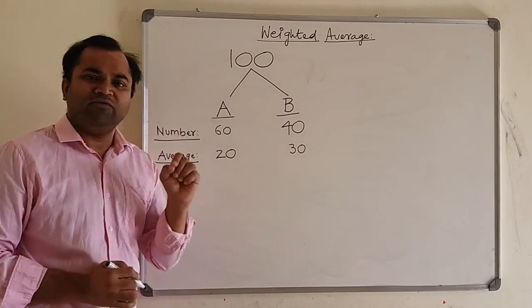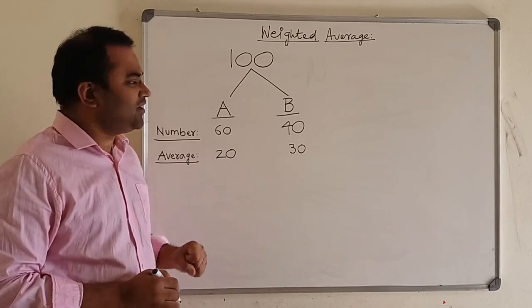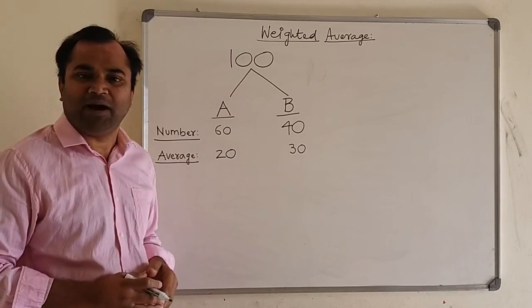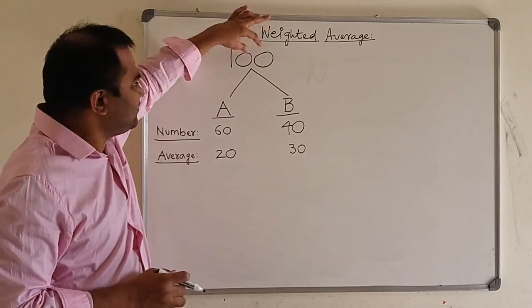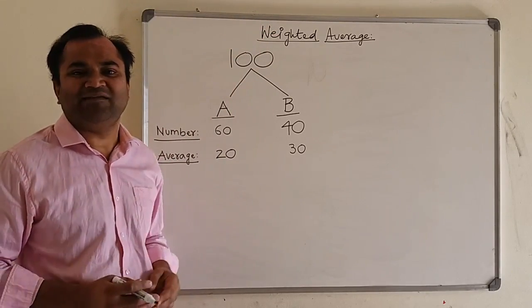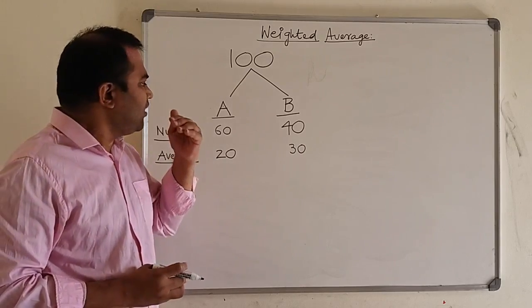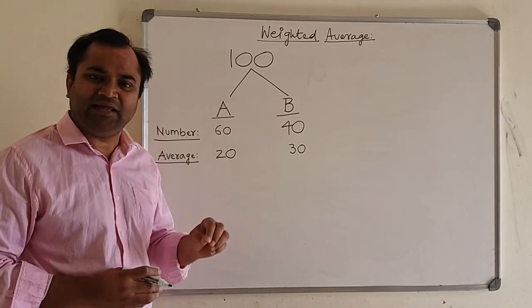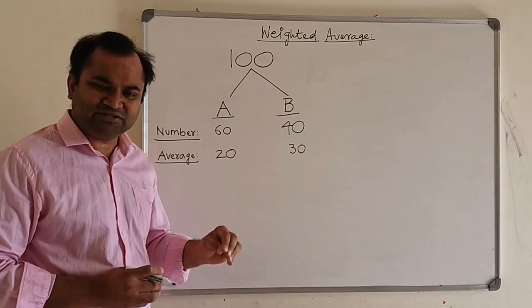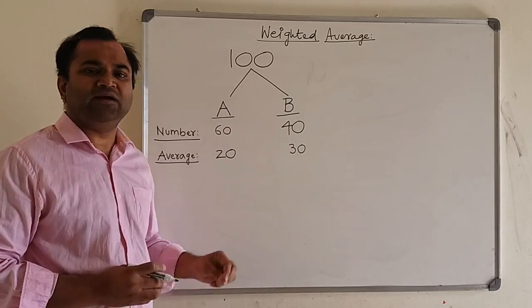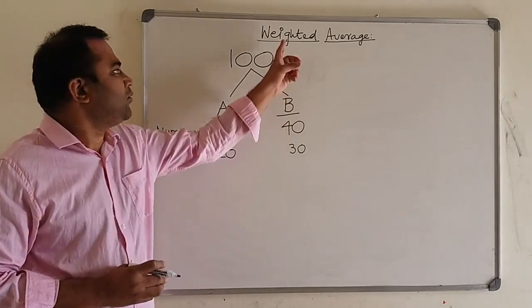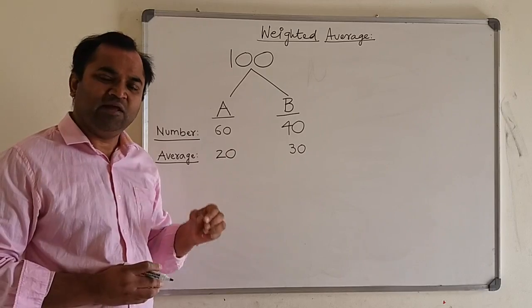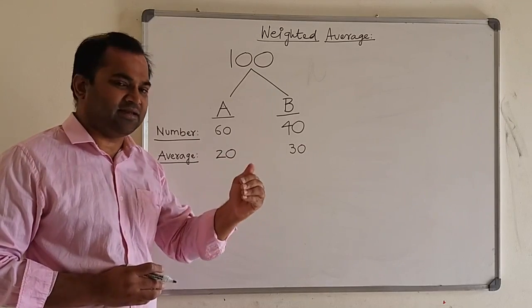and that of the 40 in group B be 30. Now we would like to find the average marks of these two groups A and B combinedly, or the average marks of the entire class having 100. Finding average marks of the two groups A and B combinedly is called combined average, or more frequently referred to as weighted average because of one particular reason which we will see shortly later.